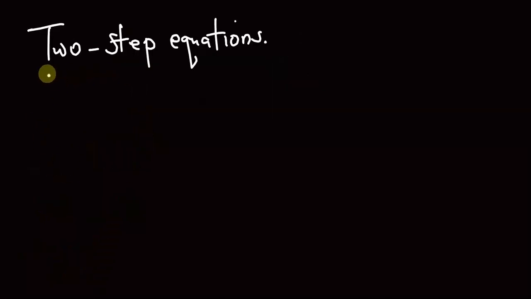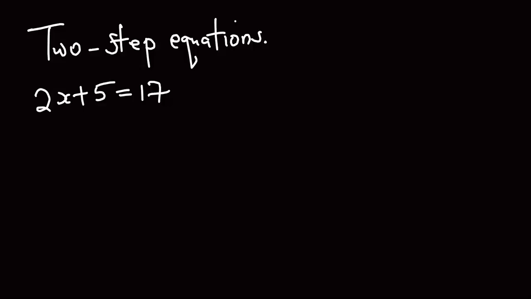Now let's discuss two-step equations. An example is 2x plus 5 is equal to 17. Now look at the equation. Is it exactly the same as the one we just did above? No. This one has two operations. First, the variable is multiplied by 2 and then 5 is added. Since there are two operations, it is called a two-step equation.